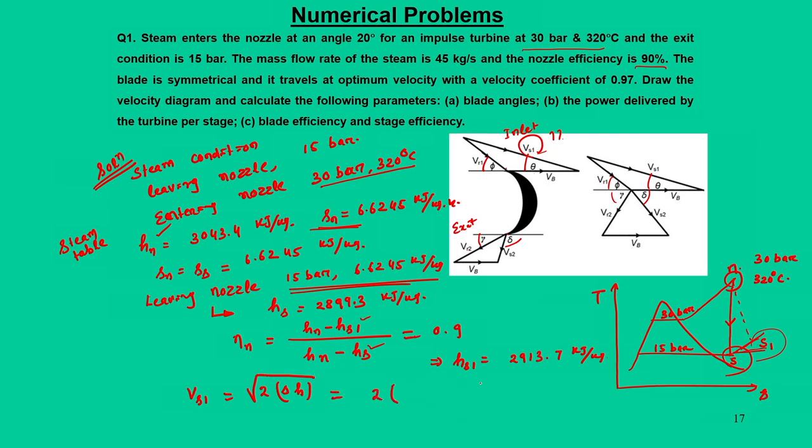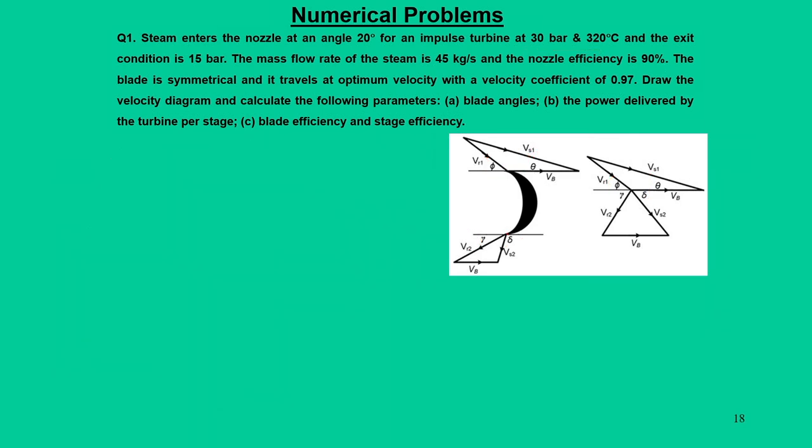Then VS1 is nothing but the square root of twice times delta H, that is twice into delta H, which means 3043.4 minus 2913.7 into 1000, because it is in kilojoule. So, this will give you VS1 as 509.3 meter per second. So, this is the condition that VS1 we are able to find out. Now, once you are able to find out the VS1, then our next step is to construct the velocity triangle.